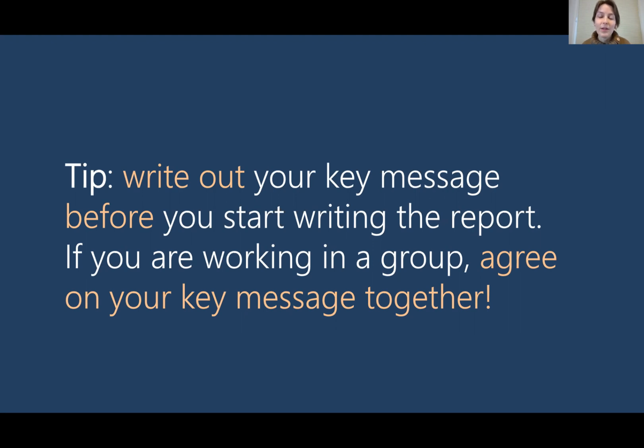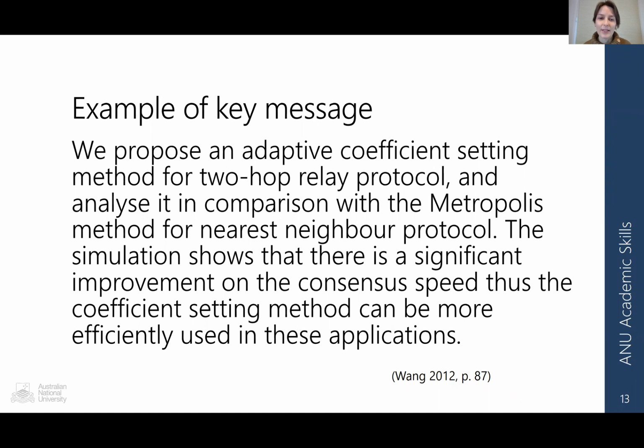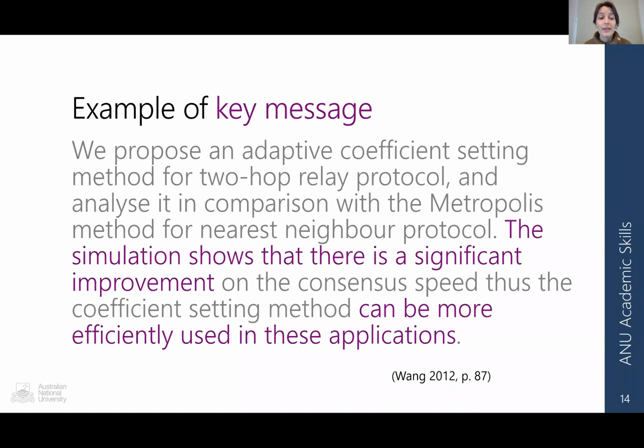So instead, really early on, if you're doing a group report, get together and have a meeting where you identify what your potential key message is likely to be. So even if you don't know the answers yet, think about what is the task asking you to do and what is your potential key message, and write it out. So an example of a key message would be something like this, where the simulation shows that there is a significant improvement and it can be more efficiently used in these applications. So that key message is talking about the overall benefit of their particular simulation.